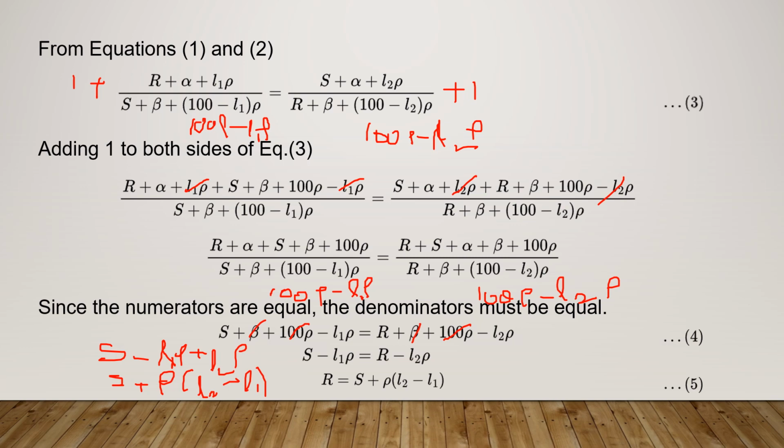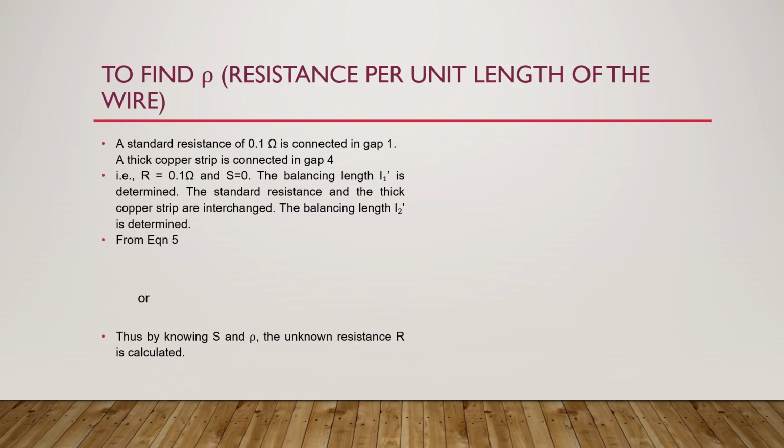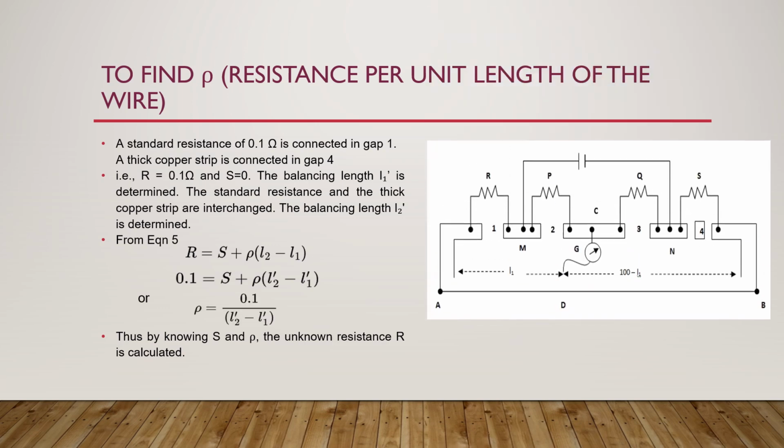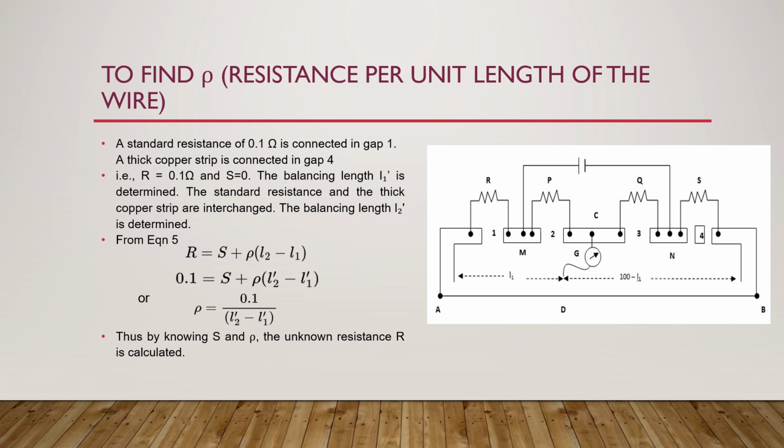Next, we are going to find rho, that is the resistance per unit length of the wire. Here, a standard resistance 0.1 ohm is connected in gap 1. Here, a thick copper strip is connected in gap 4. Therefore, R is equal to 0.1 ohm. If it is connected by a thick copper strip, then the resistance S is equal to 0.